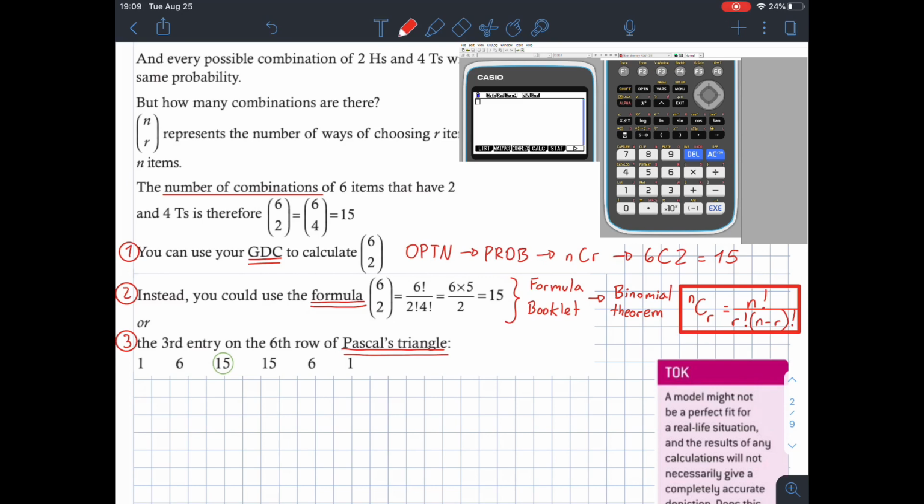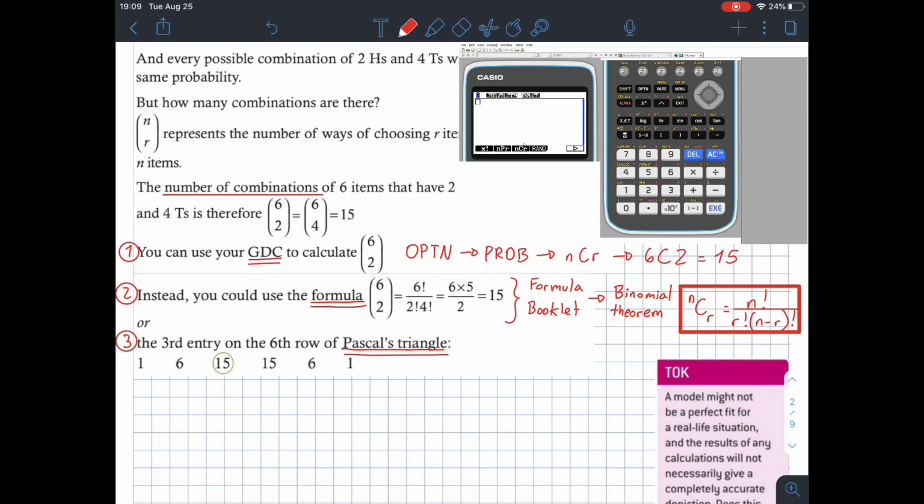We don't see it here, so we're going to click on the arrow, which is F6. And here you have prob, which is F3, right? You click on prob, and here you have nCr, the letter C represents combinations. The letter P represents permutations, but we're not using this for our RAB program. We're only using combinations.